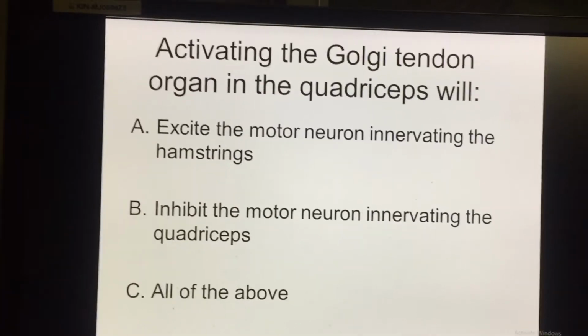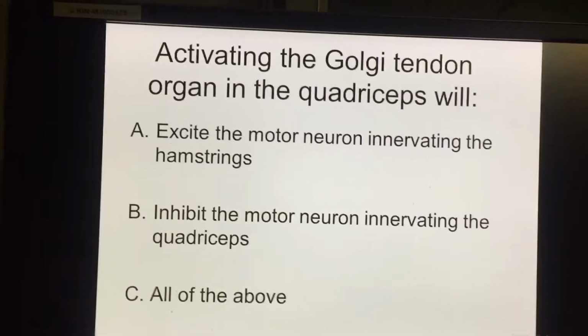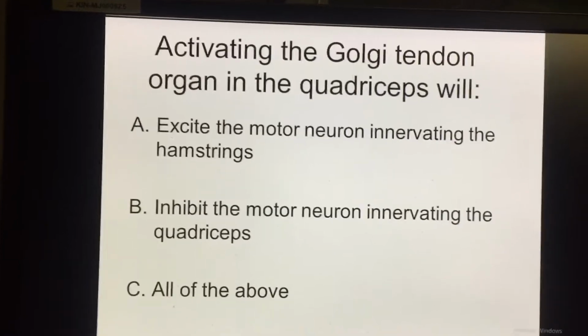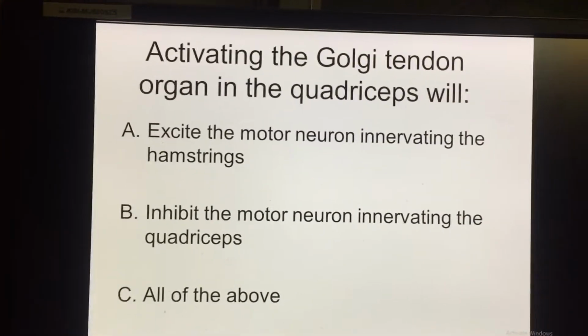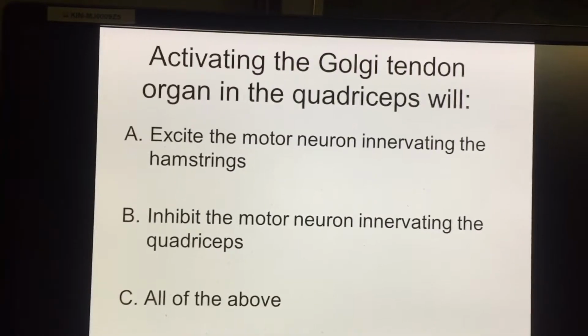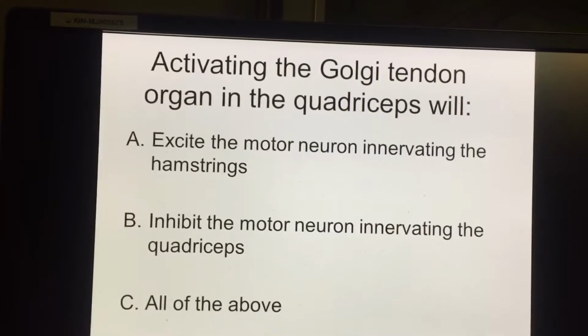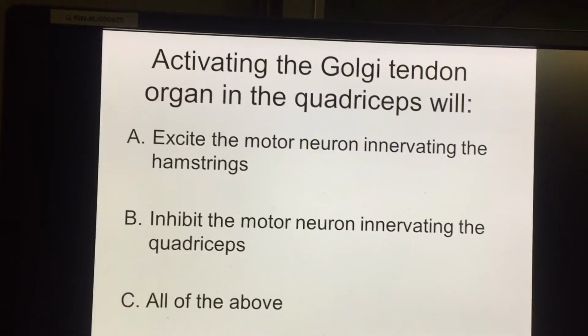Activating the Golgi tendon organ in the quadriceps will excite the motor neuron innervating the hamstrings, inhibit the motor neuron innervating the quadriceps, or all of the above. The answer here is all of the above. So just like on the last slide, the Golgi tendon organ not only has an effect on the motor neuron innervating its muscle, which is inhibition, but it also activates the antagonistic motor neuron.